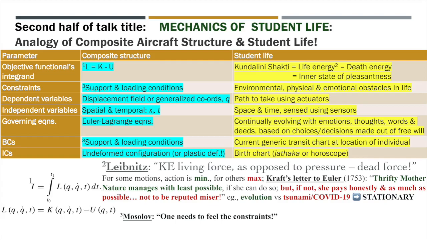Now what is the situation that you're in? How have you changed from your birth to now? And that becomes your initial condition, and your governing equations are used to see how your future can go forward in the best possible way. And that's the optimization or variational principle involved over here.